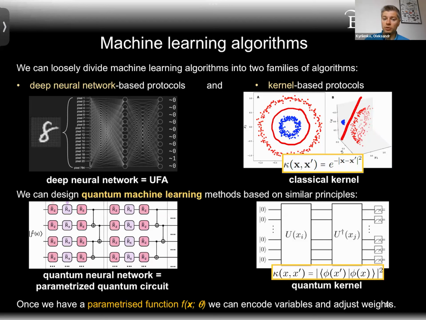In quantum computing, in quantum machine learning, we will utilize similar principles, but we will substitute our deep neural networks by quantum neural networks or parameterized quantum circuits.